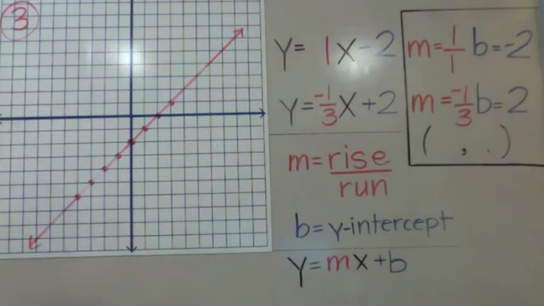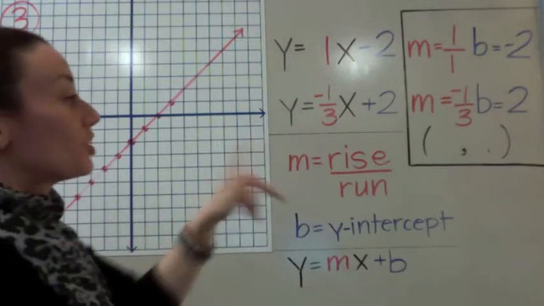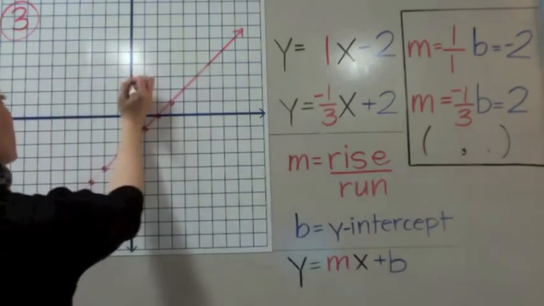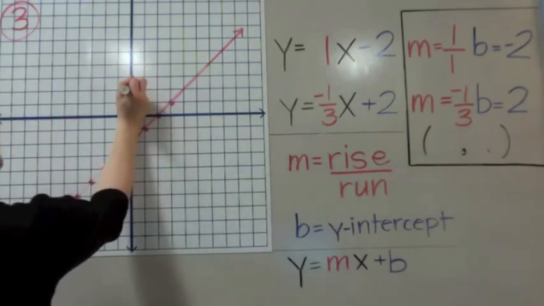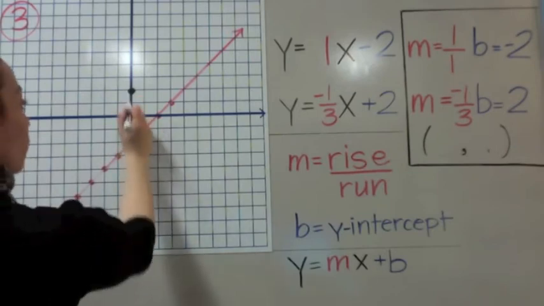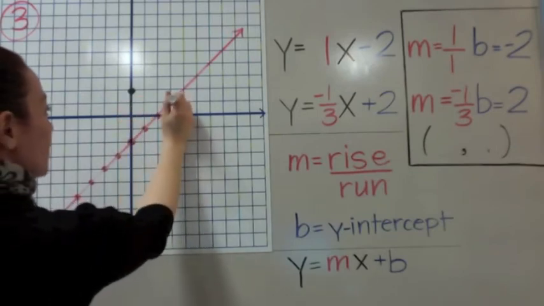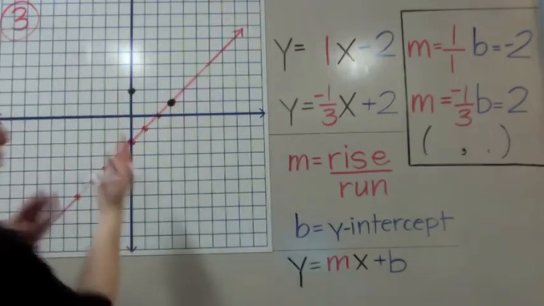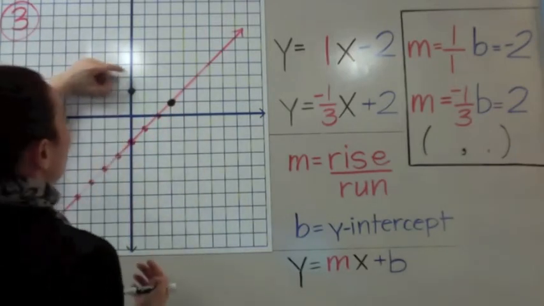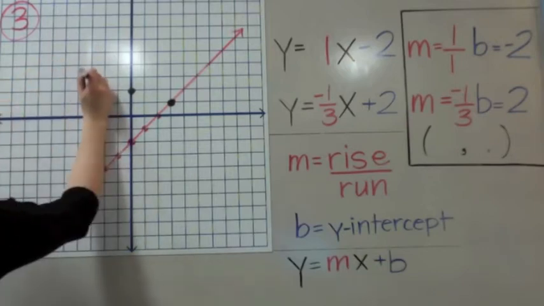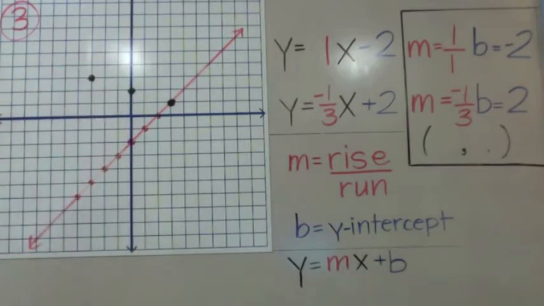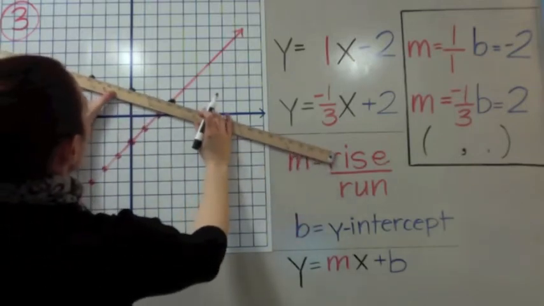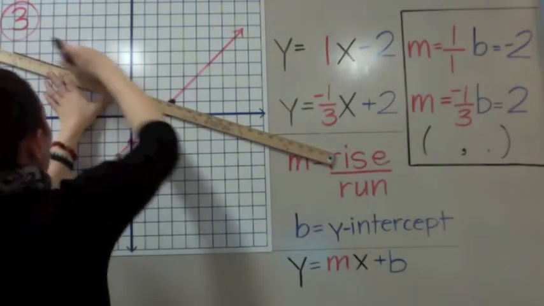Now let's graph the second line. The second line, we're going to start at positive what? +2. And then we are going down 1 and over 1, 2, 3. There it is. We just found it, right? Because that is the point of intersection. Let's go the other direction. Let's go up 1 and over 1, 2, 3. There we go. So, with your ruler, make a line.